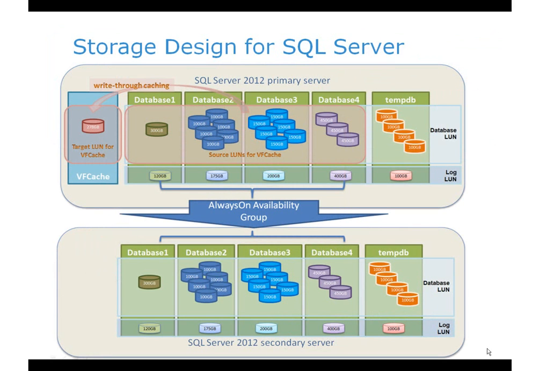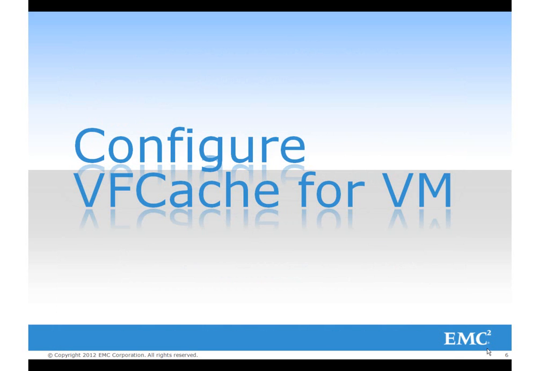This is the storage design for SQL Server. For the databases that will get the heaviest load, database 2 and 3, 6 database LUNs are created to distribute the workload. Primary and secondary database LUNs are designed to be identical. Only the database LUNs for the primary server are served by VFCache. All log LUNs and the TempDB LUNs are excluded from the VFCache pool. The video clip next will show how easy it is to configure the VFCache to work with VMs.